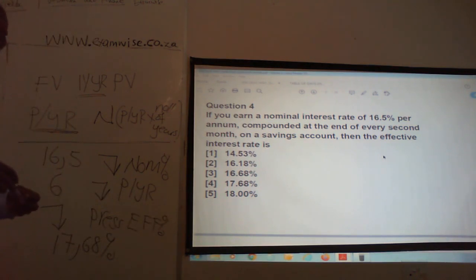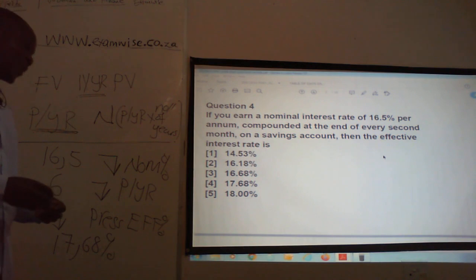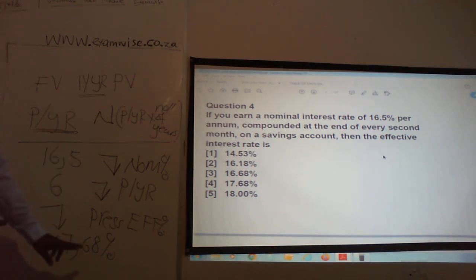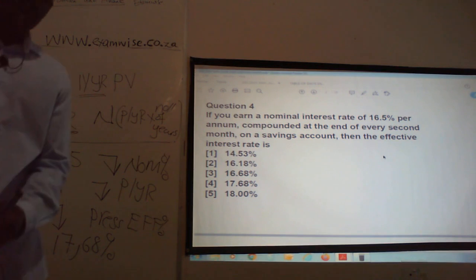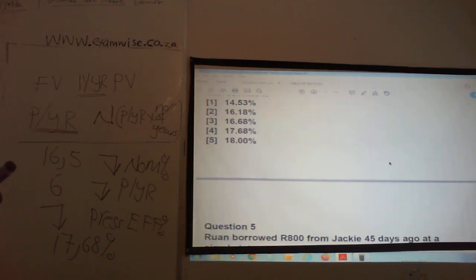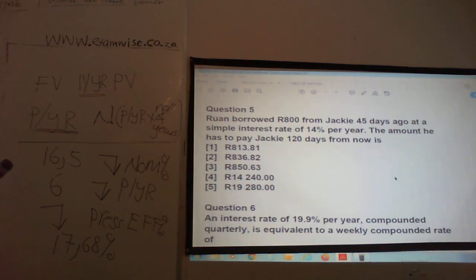We shall also meet the situation where we are required to calculate the nominal interest from the effective interest. It will be simple, the procedure will remain the same. Here we will start with our effective, then this one will always be the same. We will enter our P over YR, then we press down arrow, then we press nominal. So let's go to question number 5.